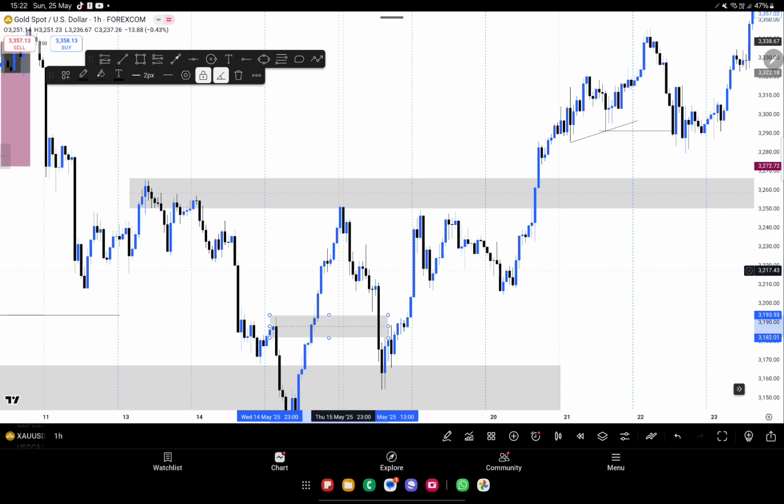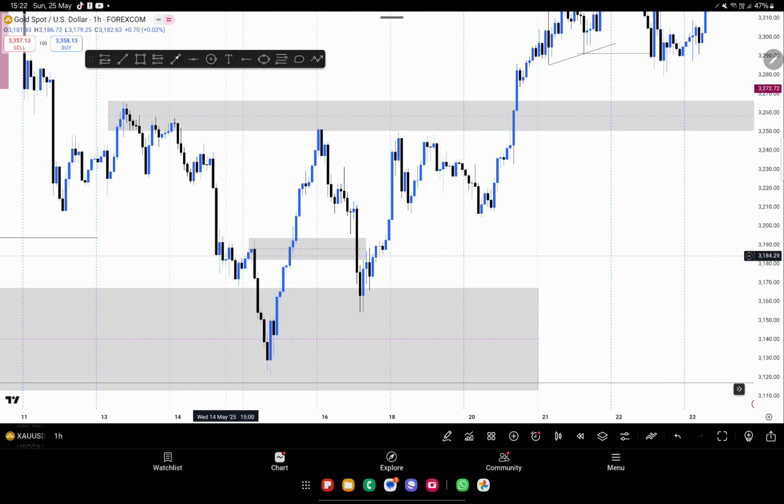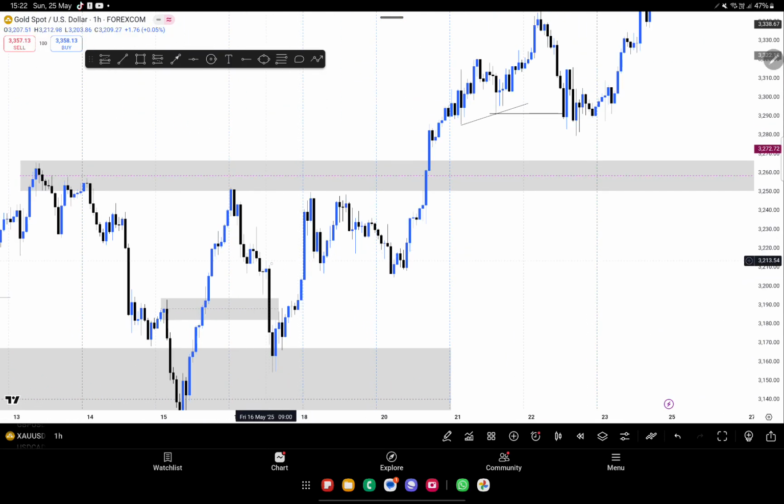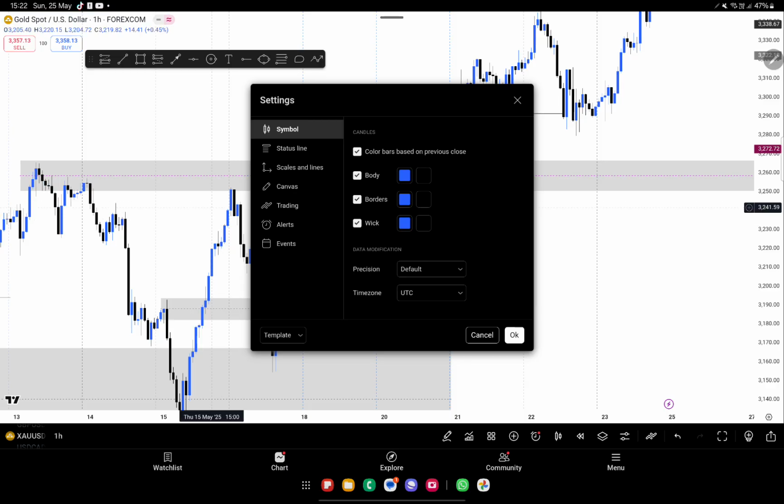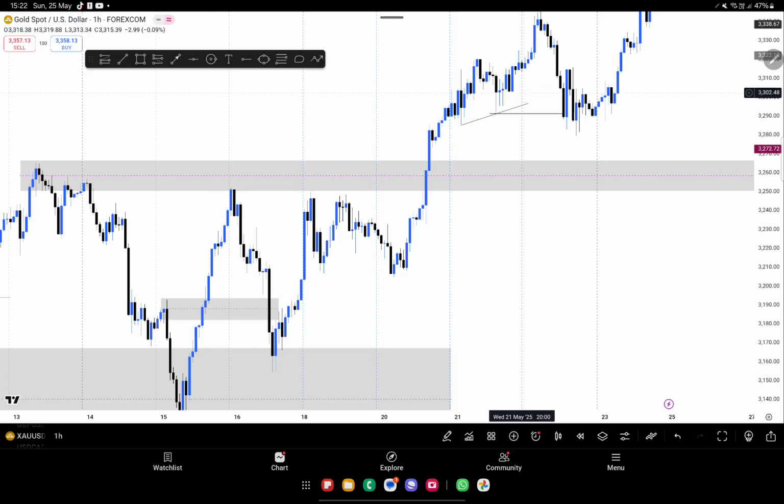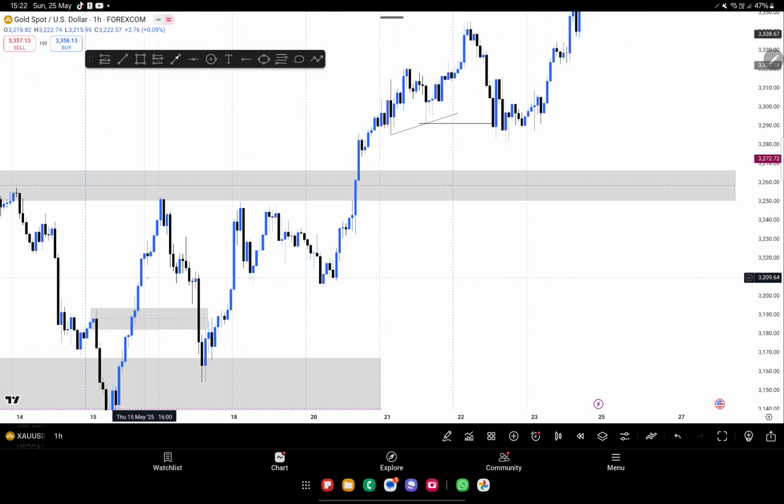Tap into the breaker. Price took me out. Tapped the entry again and started pushing up. I didn't take this one right here because it's not clear. It isn't clear on higher time frame, so I didn't take it. Definitely didn't take it.